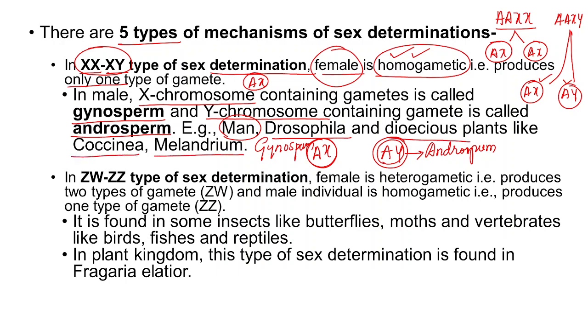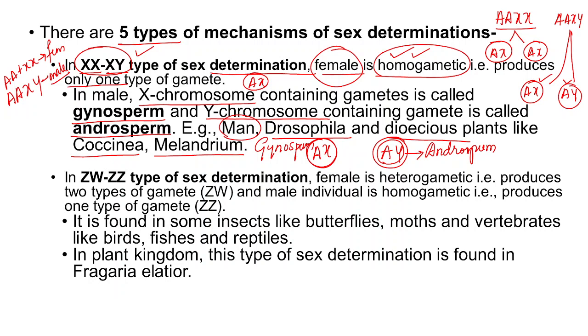Coccinia and Melandrium, you can see this particular type of XX and XY type of sex determination, okay, where the male individuals will have autosomes along with X and Y. Males, okay, and the females will have autosomes along with X and X. This is female. Clear? So, this is XX and XY type of sex determination.